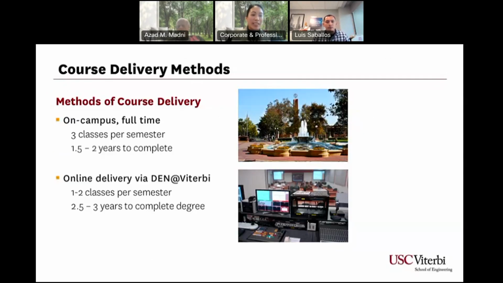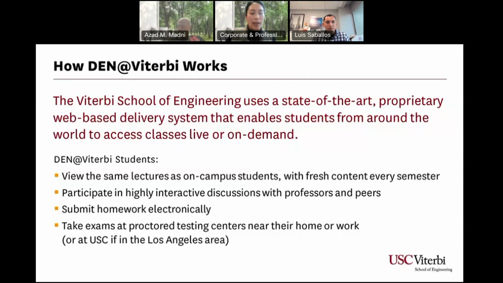And I think that's a great segue for me to take over and go through the different course delivery methods. As we mentioned before, there are mainly 2 types of course delivery: on campus, for people who are going to be on campus, and then also online via DEN at Viterbi, which is more tailored towards working professionals. So, how does DEN at Viterbi work? Luis did touch upon it very well, that it is the online delivery method. It is actually the Viterbi School of Engineering's own state-of-the-art proprietary web-based delivery system. And it allows students from all over the world to access classes in 2 ways.